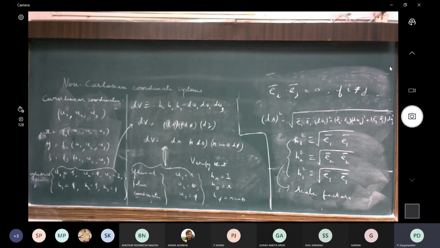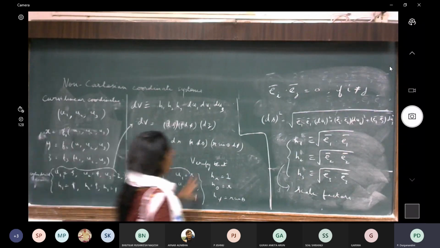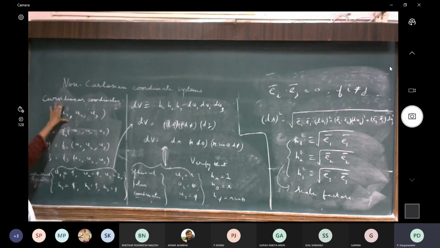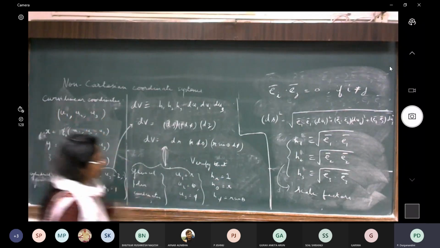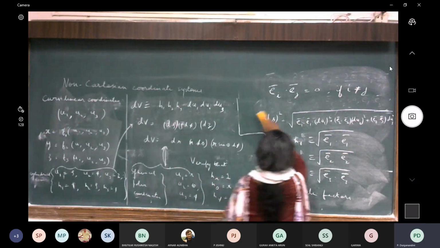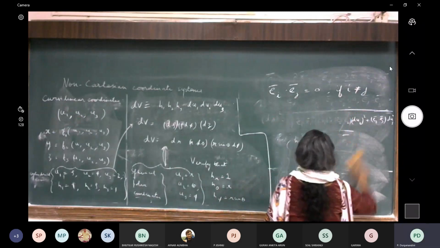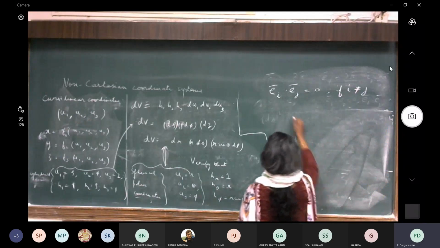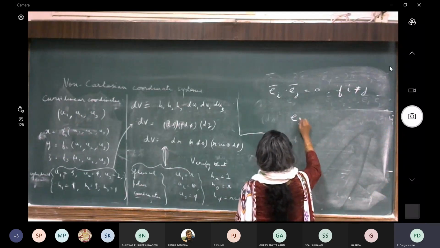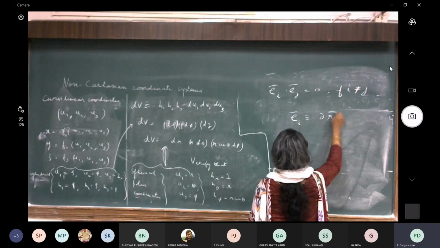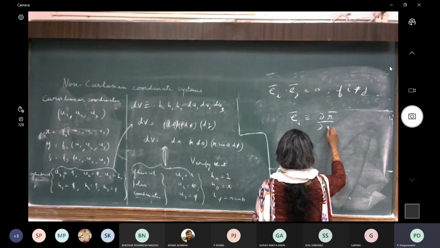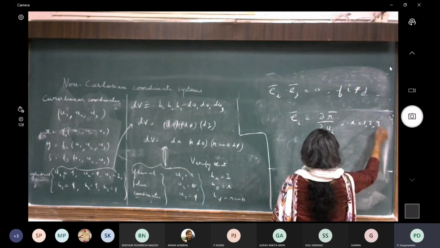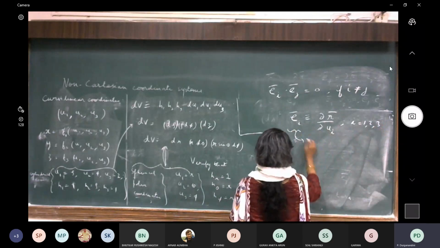So let me summarize what we have seen. If I go to these curvilinear coordinate systems, like for example this u1, u2, u3, then I can still write my r in terms of those. In that basis, choosing the basis vectors to be an orthogonal set given by e_i, which is equal to del r by del u_i. So these form an orthogonal basis.